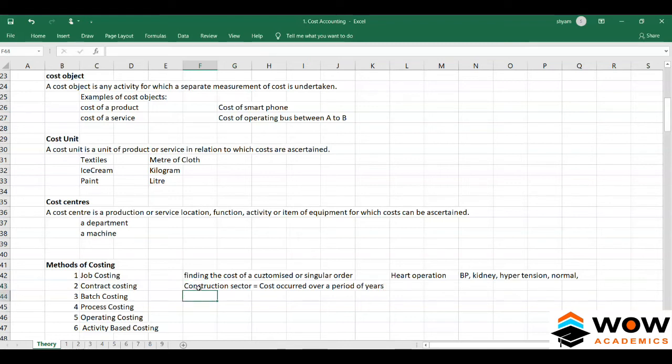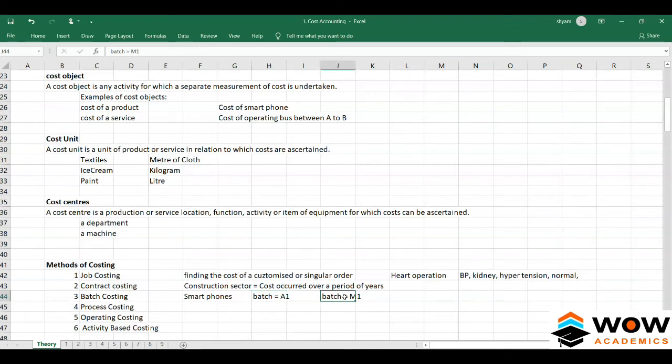Batch costing is something like the production of smartphones. Smartphone production is called batch costing. Why do we call it batch costing? In a particular batch, you produce a model called A1, and in another particular batch you produce another model called M1. So you produce 2 batches of products. Within the batch, assume that you produce 10,000 units. Within this batch, all the products are going to have the same cost.